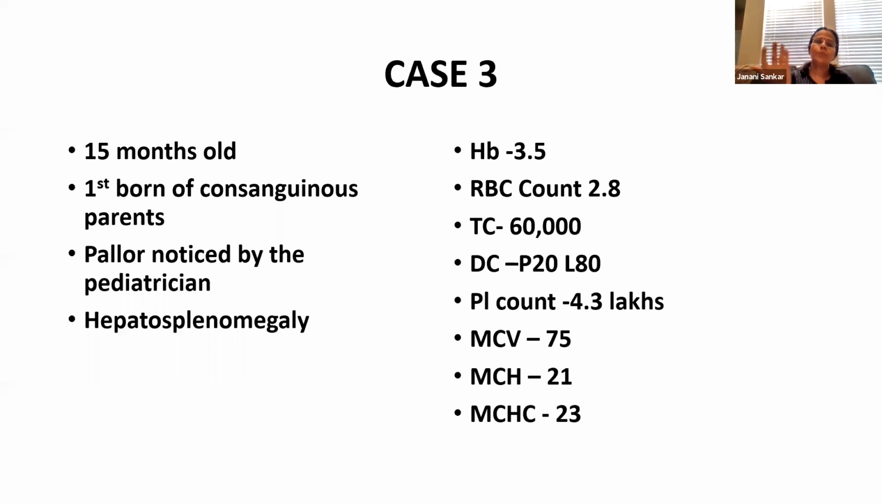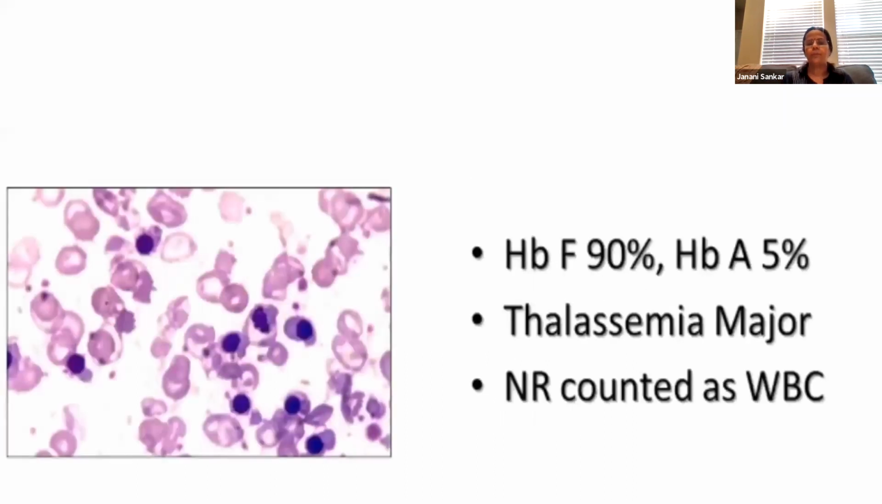So total count goes up in the bargain. And when you have such a picture, a 15-month-old who's otherwise okay, the mother says the child is fine. She's not noticed anything different in the child. Child is feeding well, child is growing well. But pallor was noticed by the pediatrician and hepatosplenomegaly was identified by the pediatrician. If this is the case, always think of thalassemia.